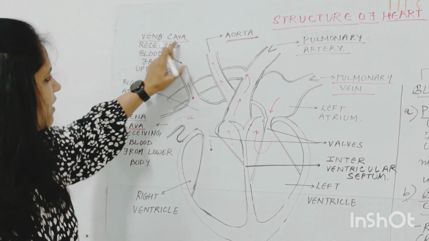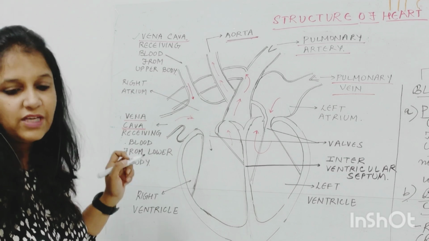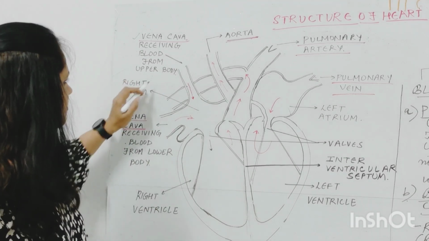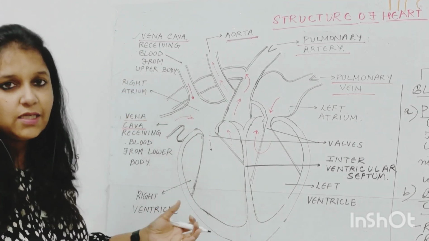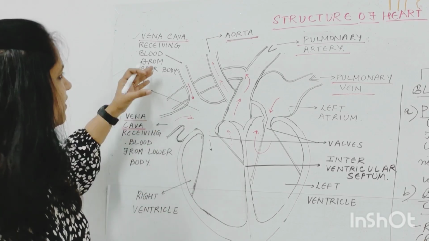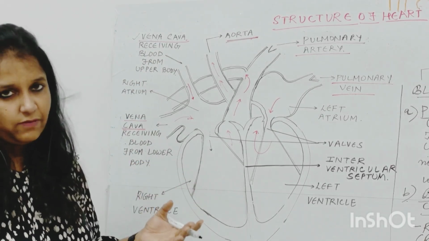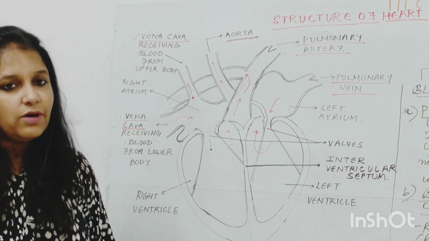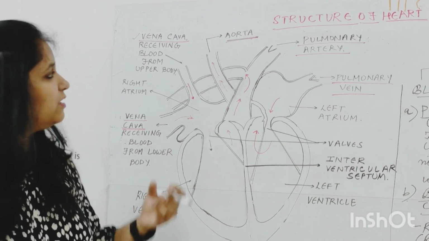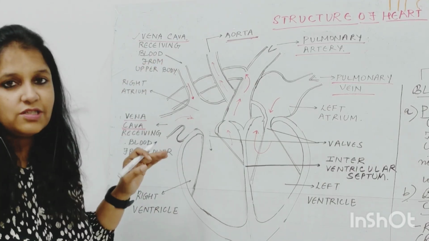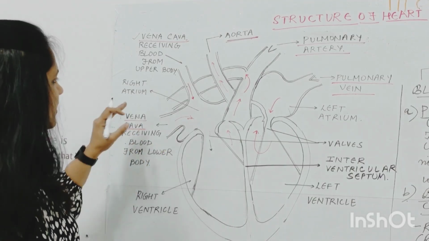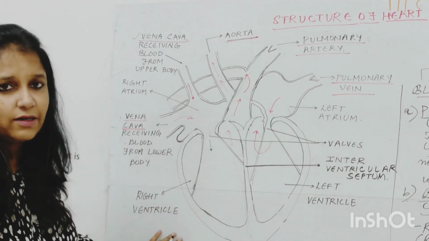Now here you see the vena cava. This is the main vein which receives blood from different parts of the body. The vena cava is called inferior and superior. The inferior receives blood from the lower part of the body, and the superior gets deoxygenated blood from the upper part of the body. Right atrium done, right ventricle done.